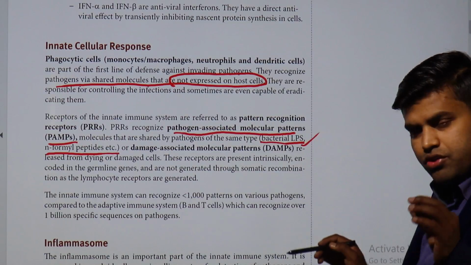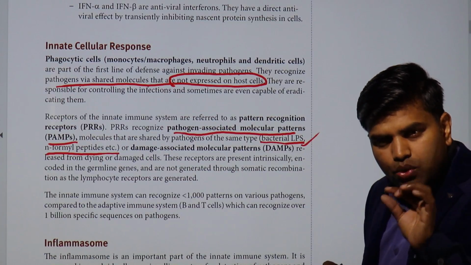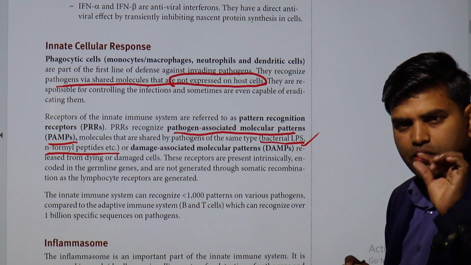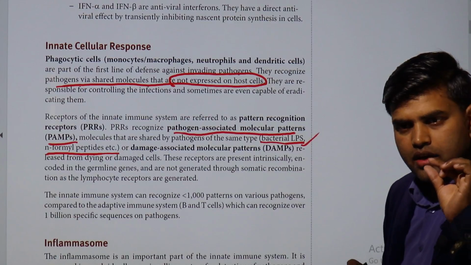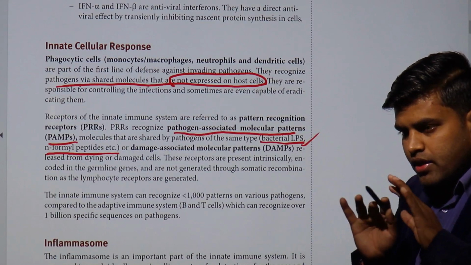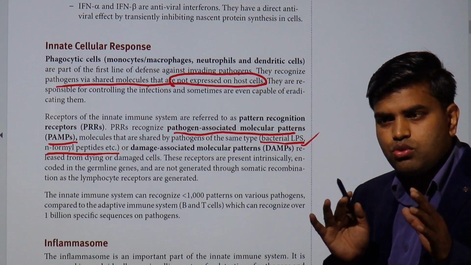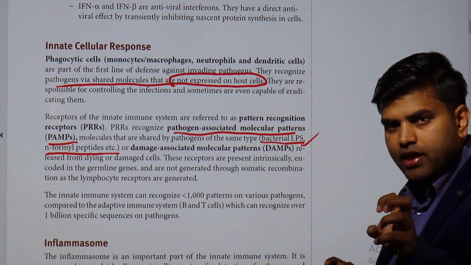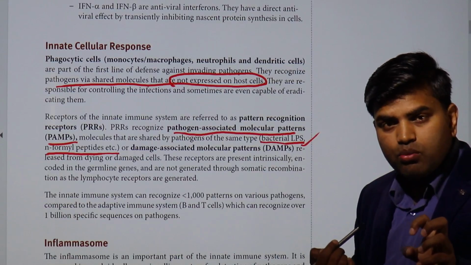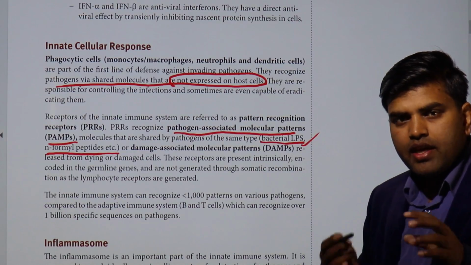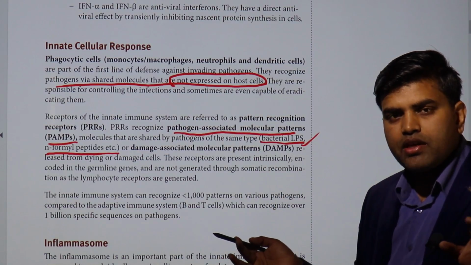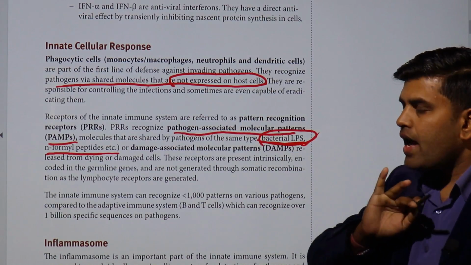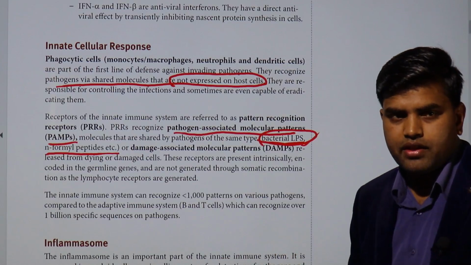So they do not need a specific antigen, specific epitope or specific receptor to kill this organism. They will recognize the pattern. All gram-negative bacteria have lipopolysaccharide, which is not present in the human cell, so it can easily be recognized. They will target this bacterial lipopolysaccharide, act on all gram-negative bacteria and kill the infection.